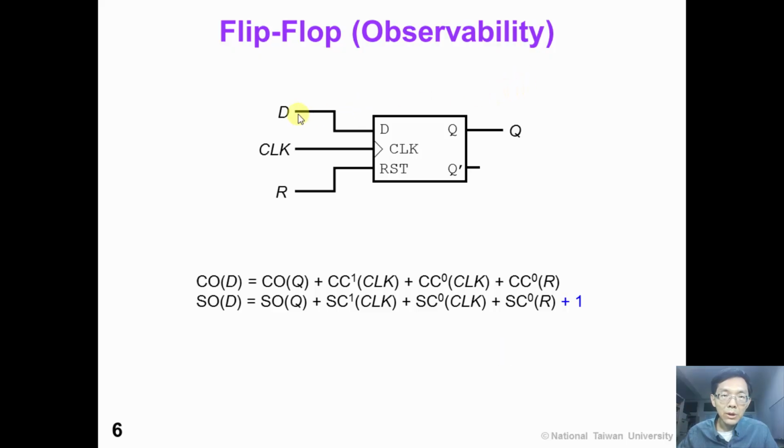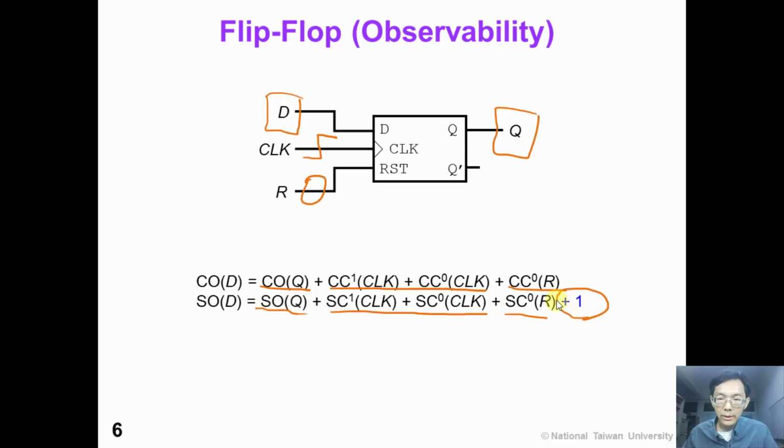If we want to observe D of the flip-flop, first we need to observe Q, and we control the clock, and we hold reset to 0. So CO of D is equal to CO of Q plus CC1 and CC0 of clock and CC0 of R. Same thing here for SO of D, but we now have one additional 1 here.